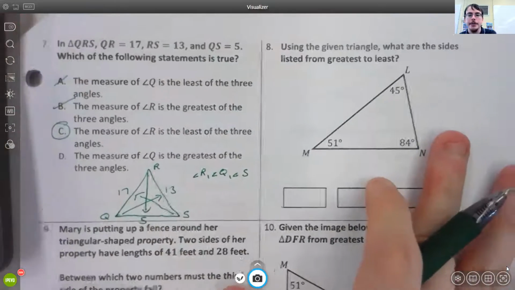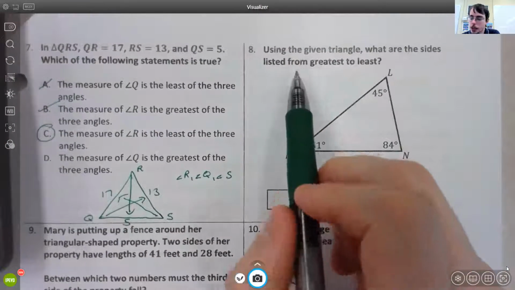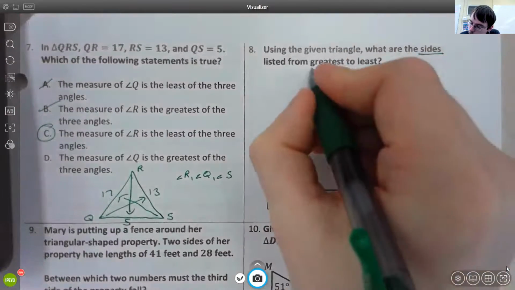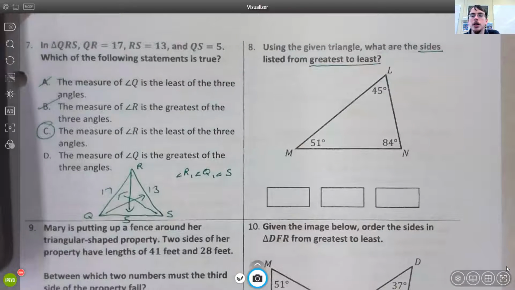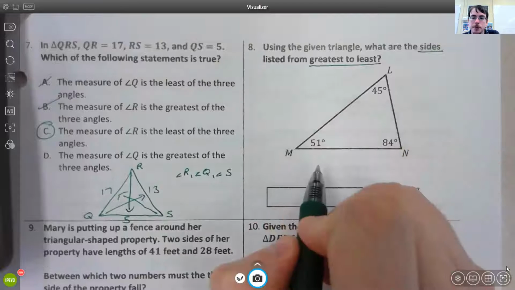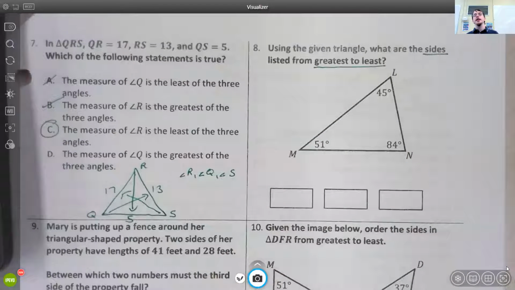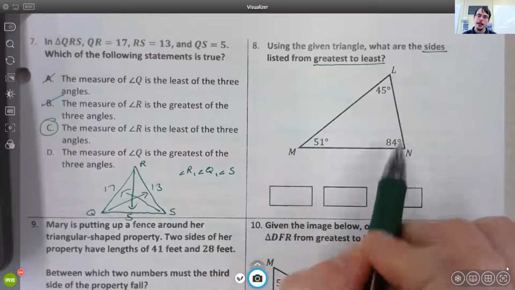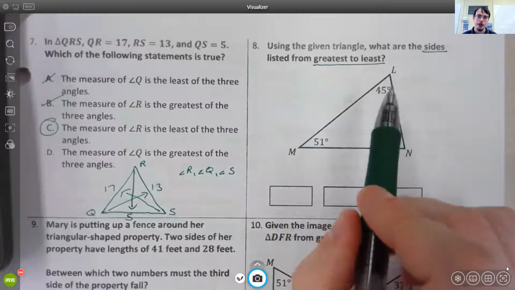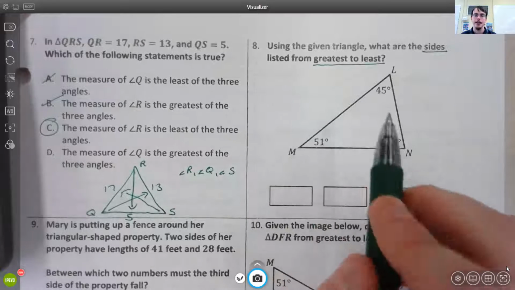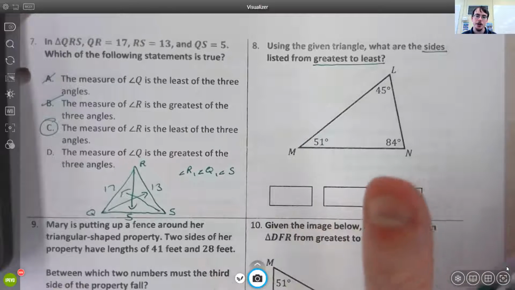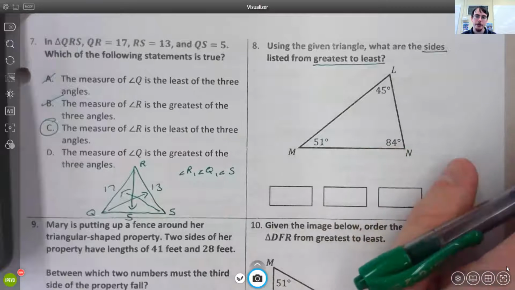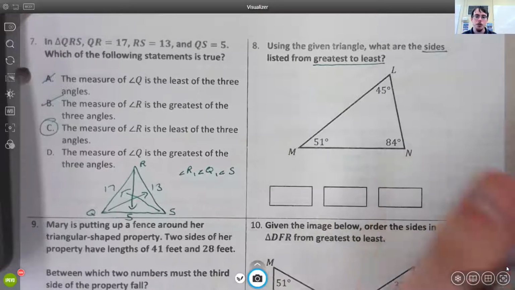All right, let's look at 8. 8 says using the given triangle, what are the sides listed from greatest to least? We already have our three angle measures. And I have to tell you guys, do not look at how the triangle looks. You need to base it on the angle measures. Yes, I know this side looks the shortest, but I'm going to show you that with the angle measures we're given, it's not. Drawings are not always to scale. Never assume anything. Usually a good life lesson as well.